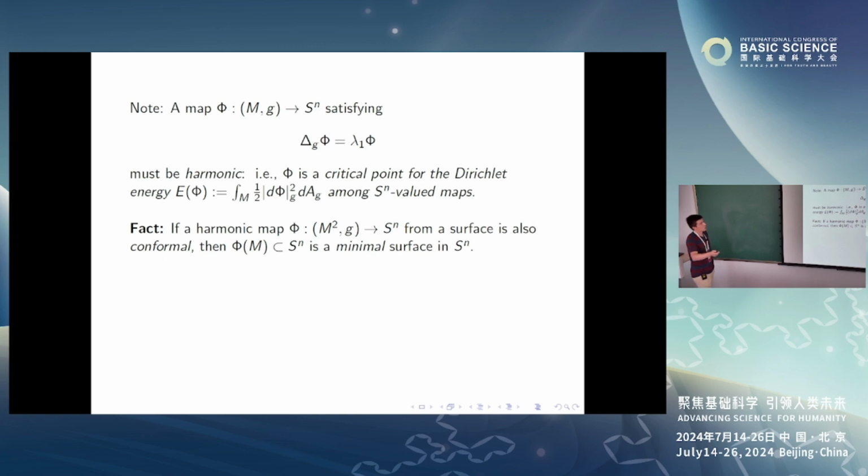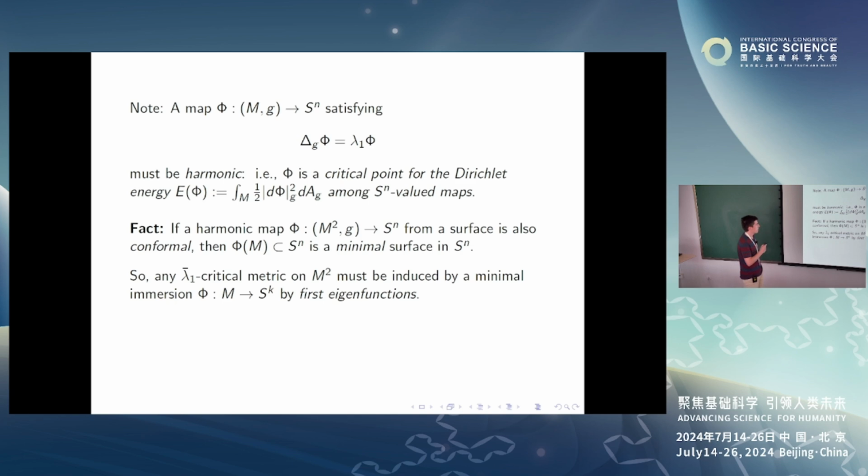And another important fact, going back to work of Uhlenbeck, is that if you have a harmonic map from a surface which is also conformal, then the image of that map is exactly a minimal surface, possibly with branch points and self-intersections, in the n-sphere. Okay? So in particular, if we have a lambda 1 bar critical metric, then it has to be induced by a minimal immersion by first eigenfunctions. Okay, so this was Nadirashvili's insight.